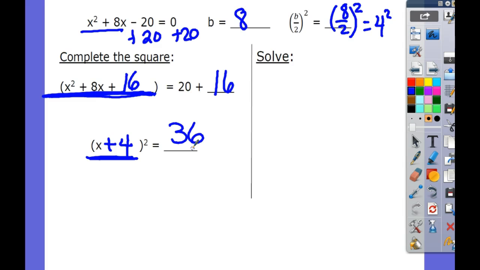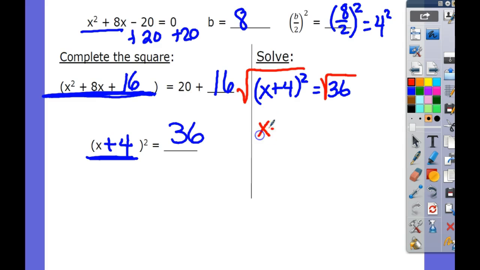Okay. I did all that. Now, why did I do all of that? Because you can solve it from this format. If I take the square root of both sides, the square and the square root cancel each other out, and this is x plus 4 equals the square root of 36. What's the square root of 36?